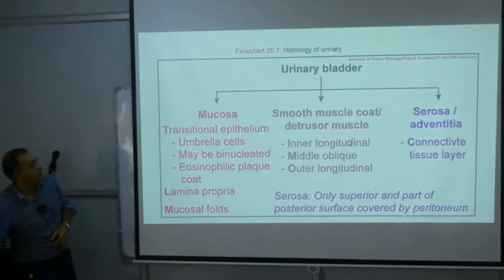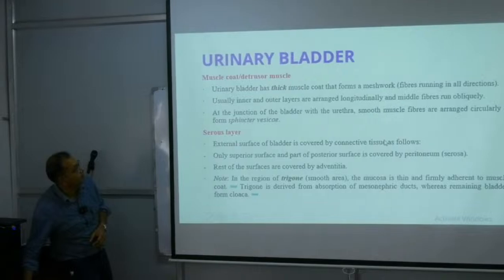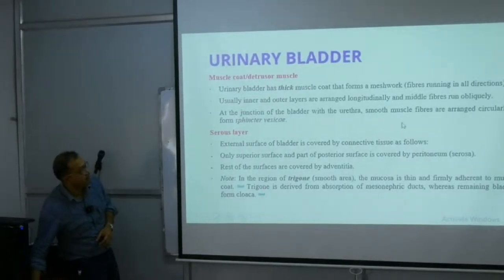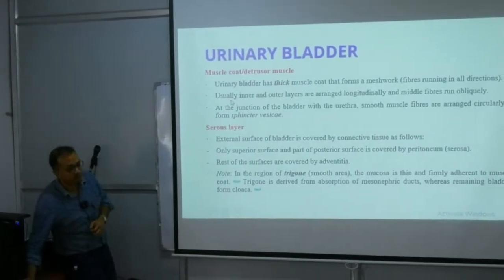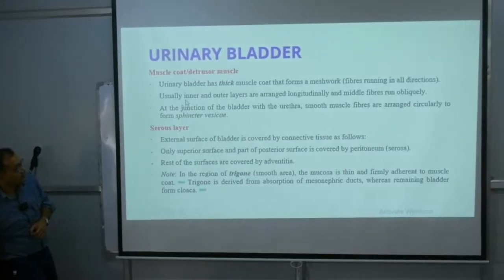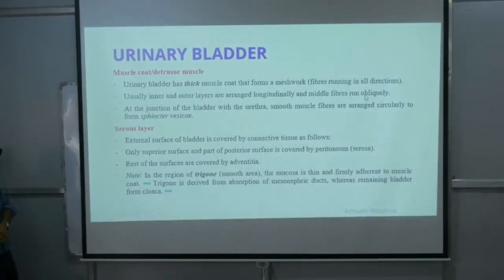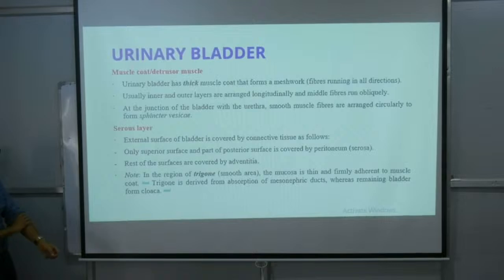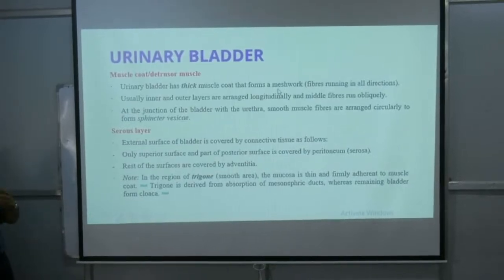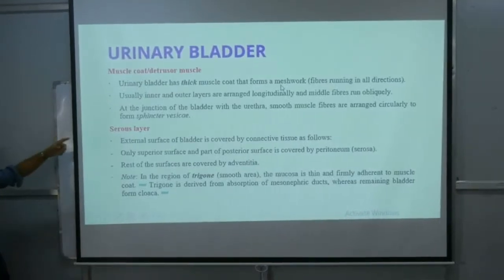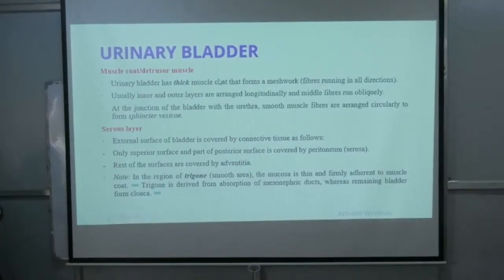Now this particular region of the urinary bladder, as we are seeing here, the muscle layer has some thickness. Usually the inner and outer layers are arranged longitudinally, and the middle layer is running obliquely. That means this muscle has a bizarre pattern of running. They do not have a particular pattern or organization in these layers.